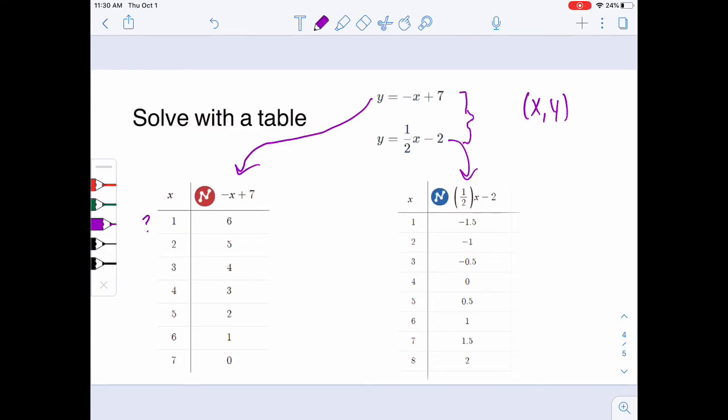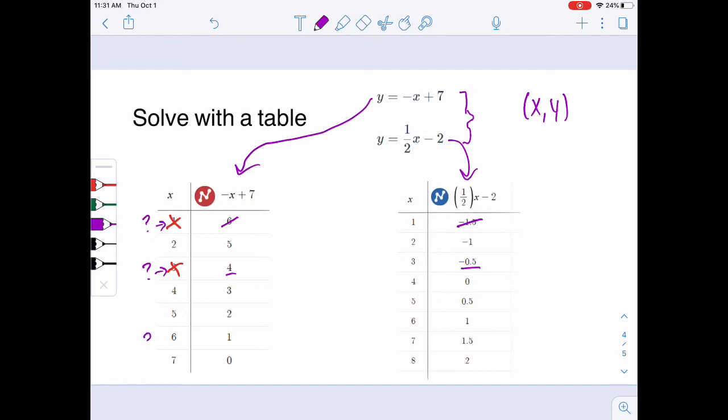Is 1 my x value? No, it's not, because this has a y value of 6, and this has a y value of -1/2, so that's not my answer. Let's test another one. Is 3 my answer? Nope, because this has a y value of 4, while it produces a y value of -1/2 in the other equation. So that's not my answer.